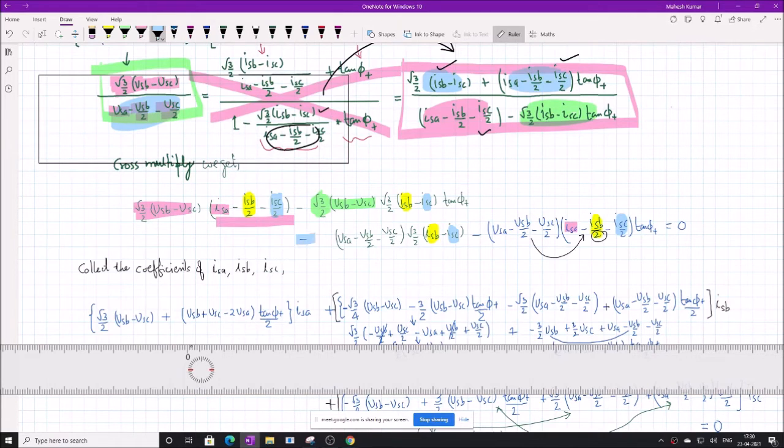So the minus sign will come here, and this factor is here, this one, into root 3 by 2 (ISB minus ISC), and minus again (BSA minus BSB minus BSC by 2), the same factor will come here, into (ISA minus ISB by 2), this factor will again come here, and equal to 0. It's simply a cross multiplication and arranging the terms on one side of the equality.